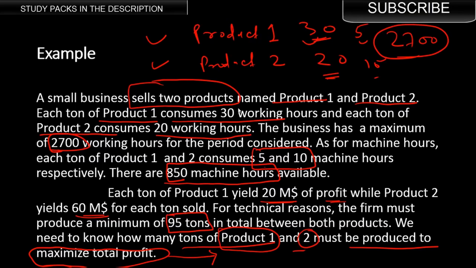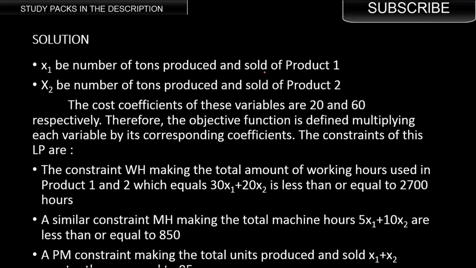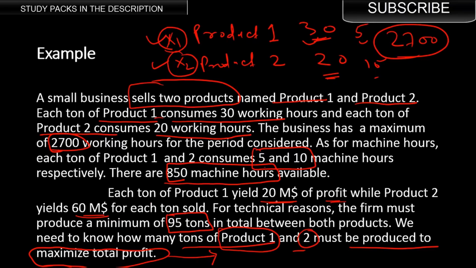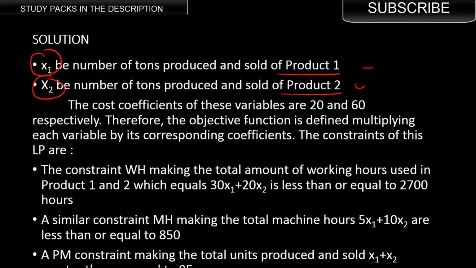So the decision variables for us are the number of product 1 and the number of product 2. X1 is the number of tons produced or sold of product 1. So that's one thing we will assume. X2 is the number of tons to be produced of product 2. Okay, so we want X1 tons for product 1 and X2 tons for product 2. The cost coefficients of these variables are 20 and 60. We have been given that the profit made from product 1 is $20 million and it's $60 million from product 2. So the cost coefficients are 20 and 60. Remember C1 and C2 we talked about in the definition. That's exactly what it is.